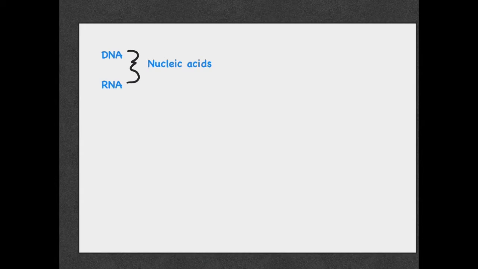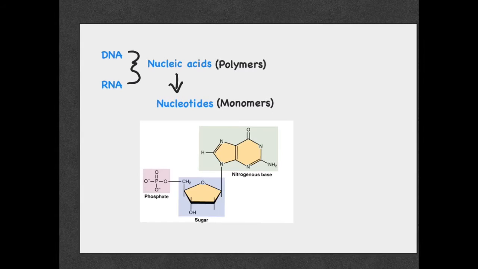Both DNA and RNA are nucleic acids. If you've watched my video on large biological molecules, you'll know that nucleic acids are polymers, which are made of monomers called nucleotides. Nucleotides themselves are made from a nitrogenous base, a sugar, and a phosphate group.